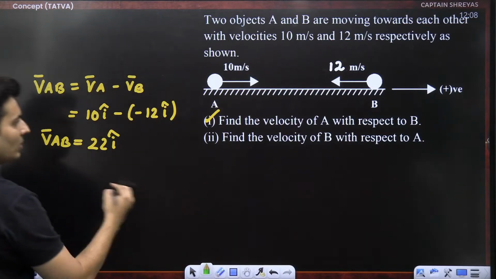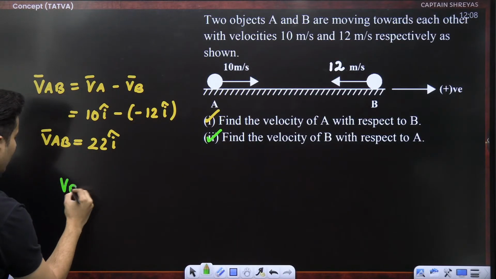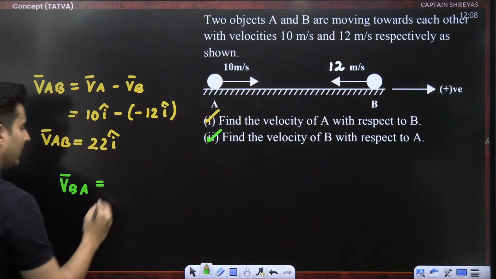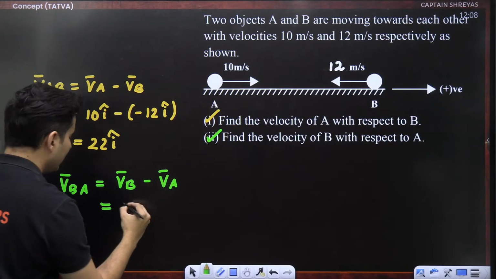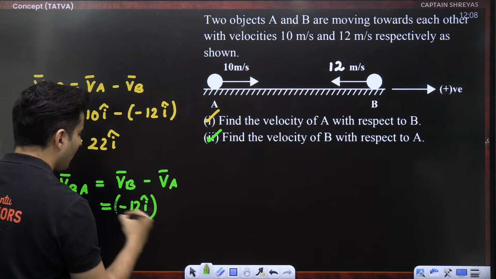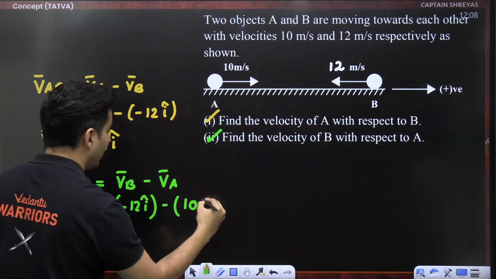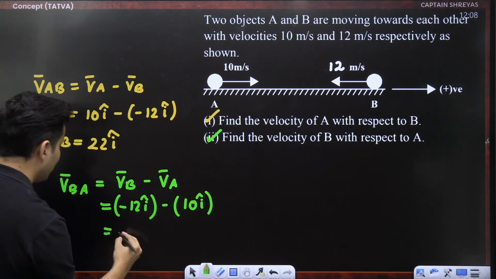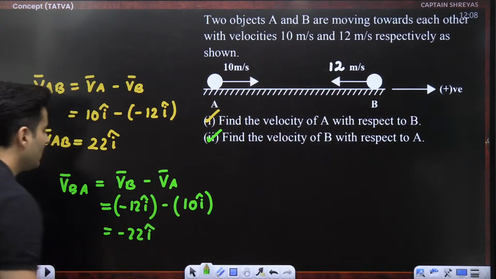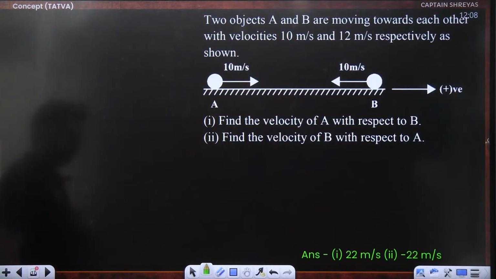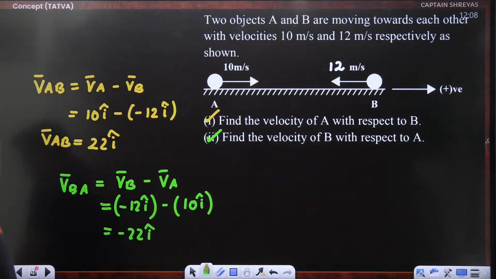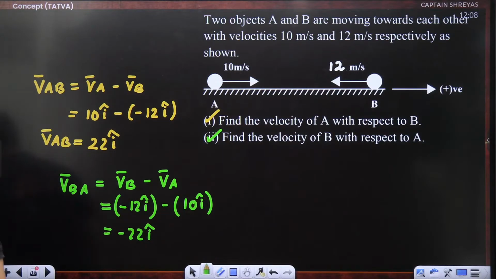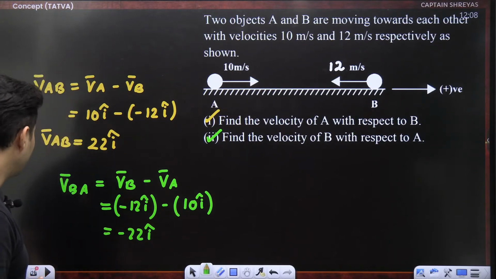If somebody asks you the next part, find the velocity of B with respect to A, it will be VB minus VA. VB is nothing but minus 12 I cap minus VA, which is 10 I cap. So minus 12 minus 10 will become minus 22 I cap. So that is the answer, plus 22 and minus 22. Got it, my dear warriors? Everyone, just using vectors, nothing more, nothing less. Simple.